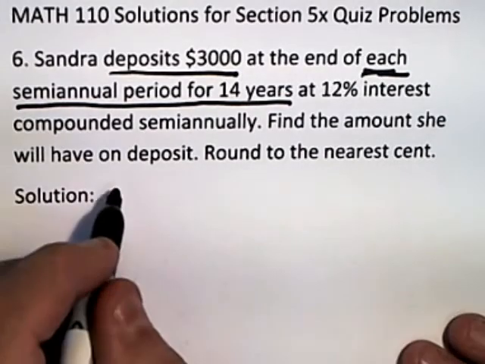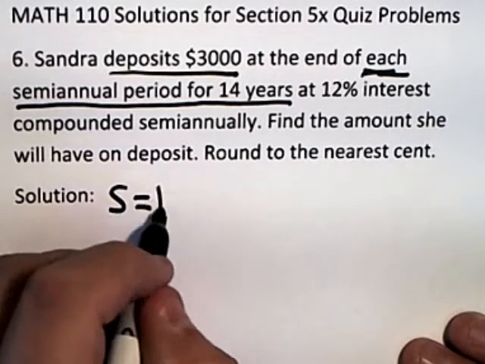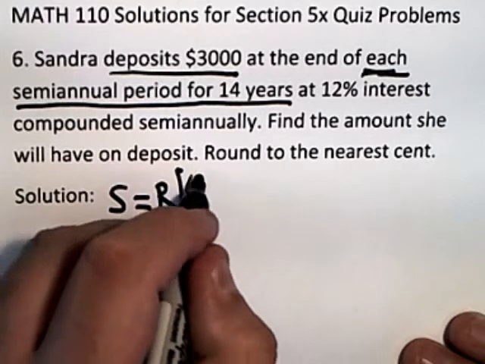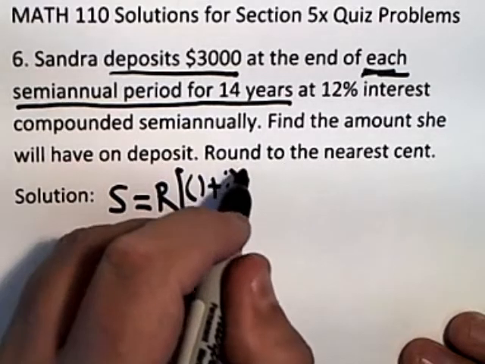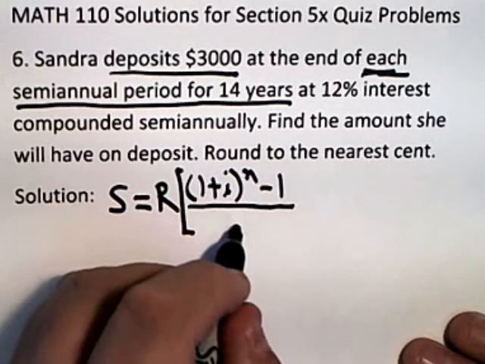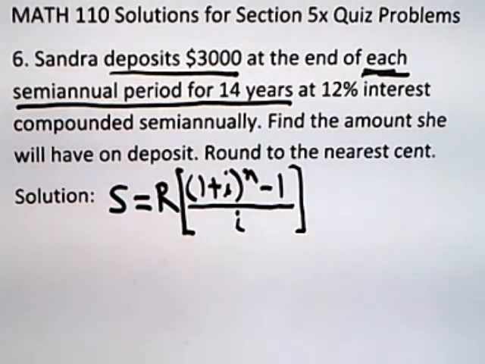So you need to immediately jump to that and realize that you need to write down the formula for the future value of an ordinary annuity. So that's the very first thing. If you get this formula incorrect, you're sunk.